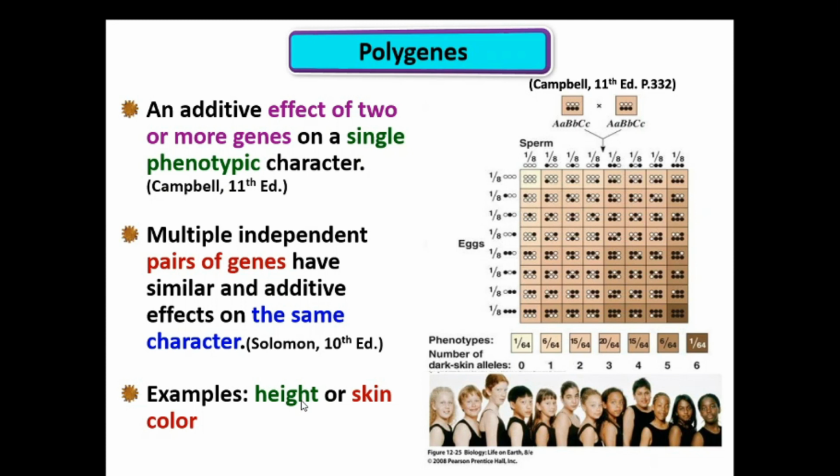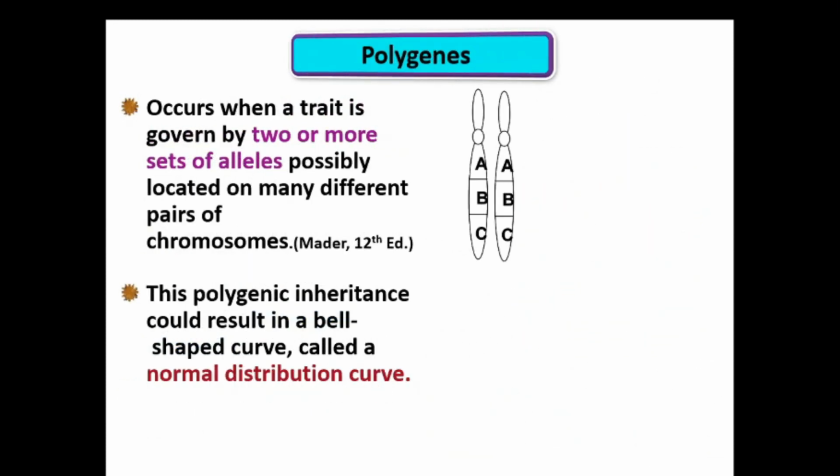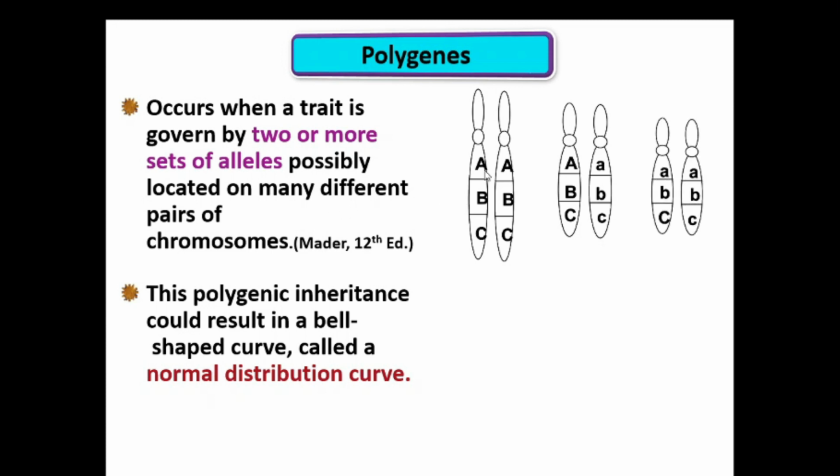For example, the characteristics that we can use to discuss the polygenes here are either height or skin color. For the polygenes here, it occurs when a trait is governed by two or more sets of alleles, possibly located on many different pairs of chromosomes. So this is according to Meda, in his 12th edition of the book. You can see here we have three different letters representing three different alleles, A, B, and C. But all of these A, B, and C are controlling one particular character. For example, just now, you can use height, or you can also use skin color, to discuss the polygenes here.